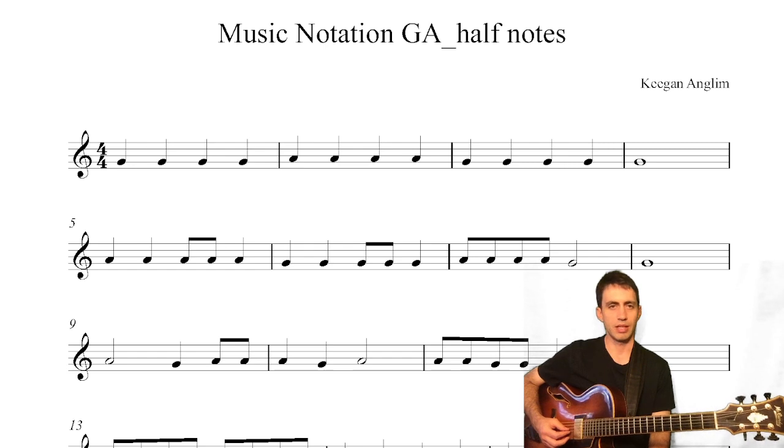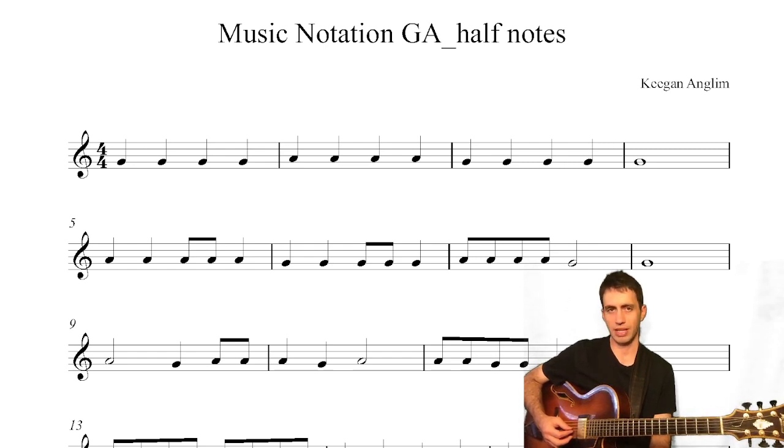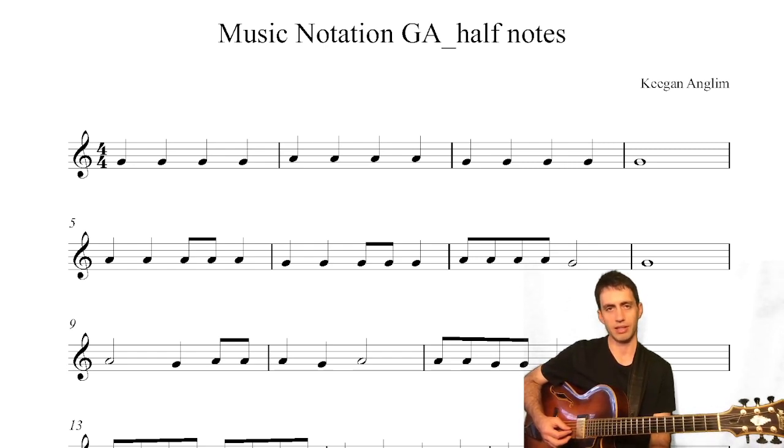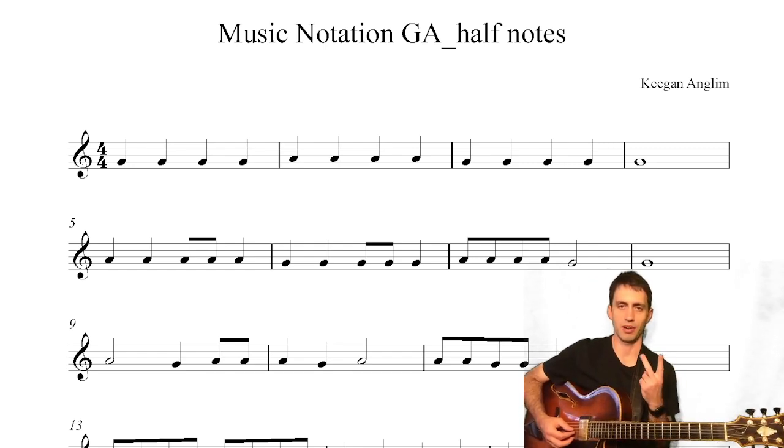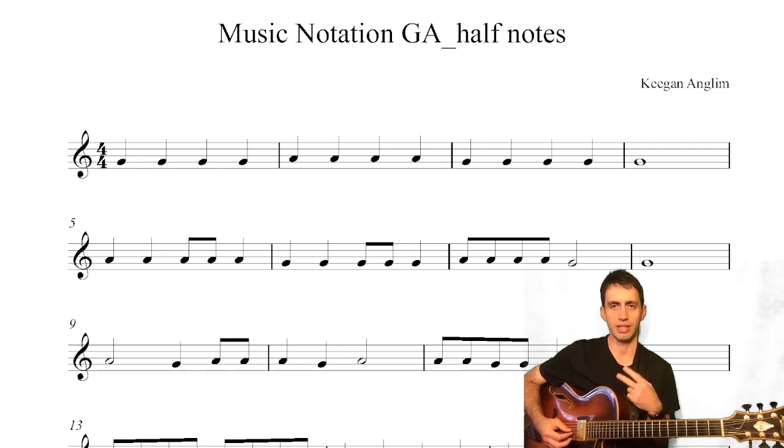So now we've got quarter notes. They get a beat or a click. We've got eighth notes that are 2 per beat or 2 per click. We've got whole notes that are 4 beats or 4 clicks, and then now we have half notes that are 2.